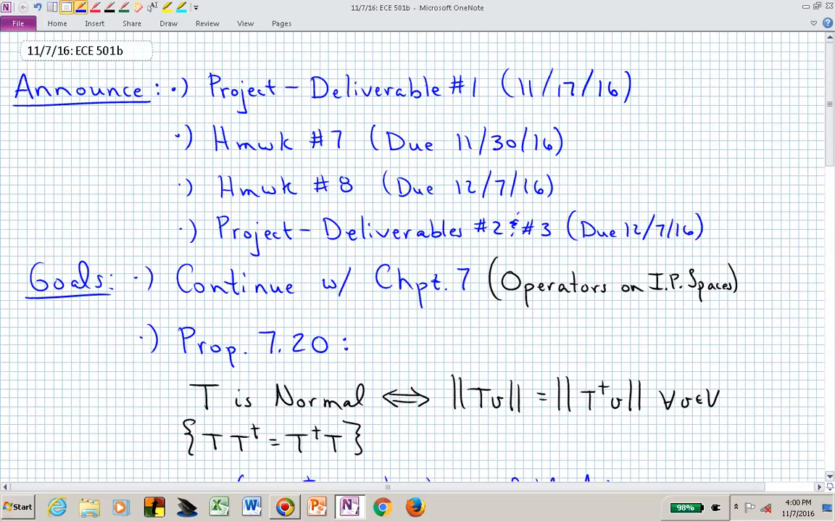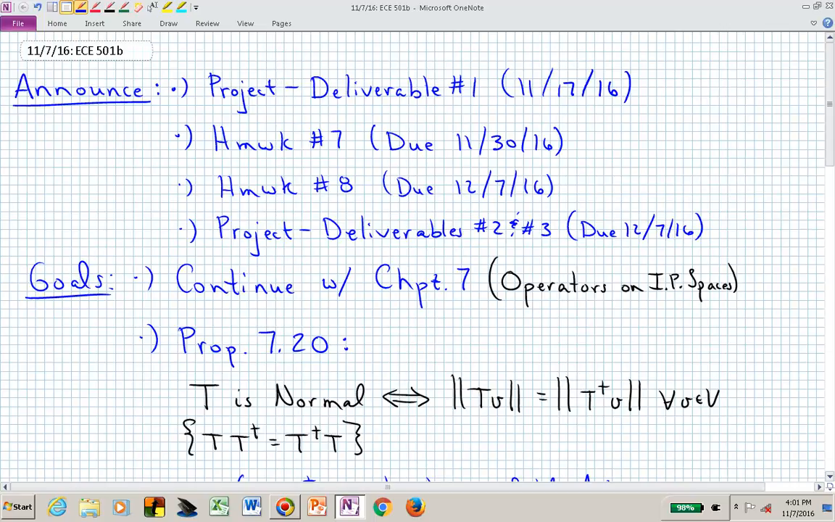Before we went on air, I was informed that I had a disconnect with my deadline date for deliverable number 1 for the project. I've been corrected. It should be the 17th of November, which gives you a few more days to ponder and reflect about what you want to do for your project in this class. And the other two deliverables, which is really the meat of the project, are due on the last day of class, the 7th of December.